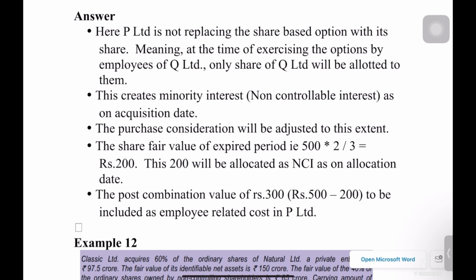Okay, the share value of the expired period is out of 500, 2 years have expired. Sorry, it should be 2 by 5. So 500 into 2 by 5 is equal to 200. This 200 will be allocated as non-controllable interest as on the allocation date. Similarly, the post-combination fair value will be 300. The total fair value is 500, and 200 is the pre-combination value, and the remaining 300 will be the post-combination value, and this post-combination value is to be included as employment cost in P Limited.